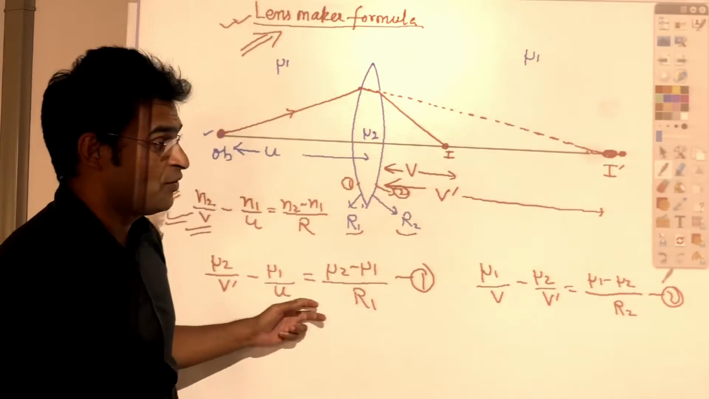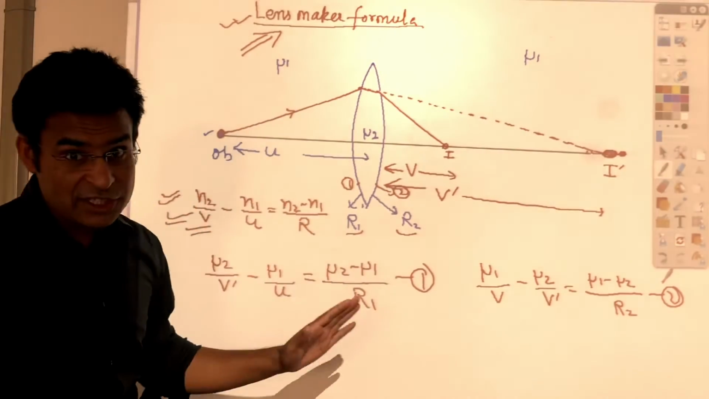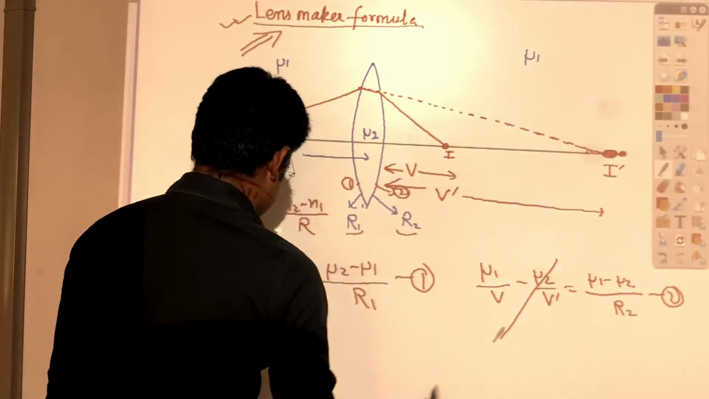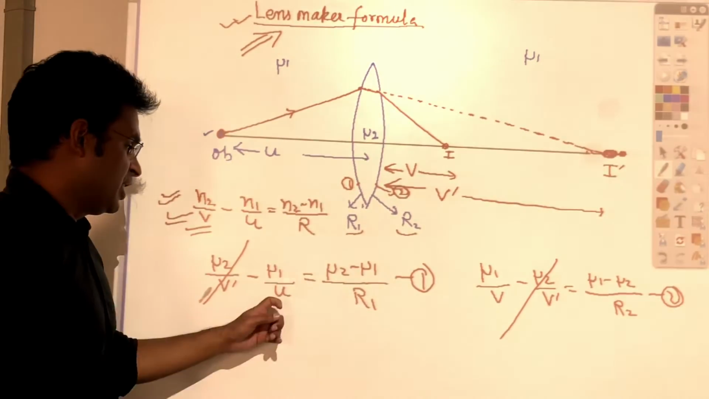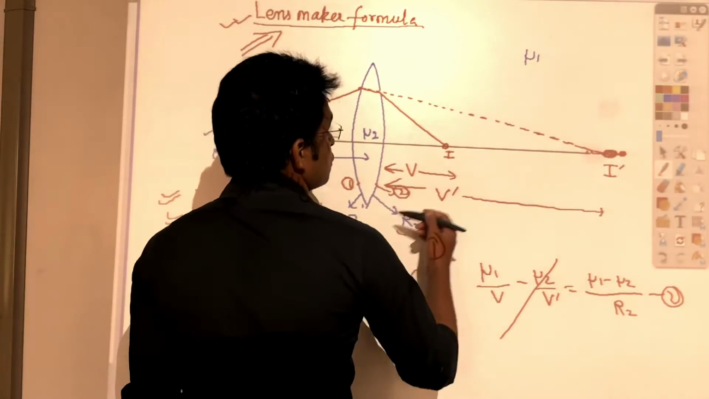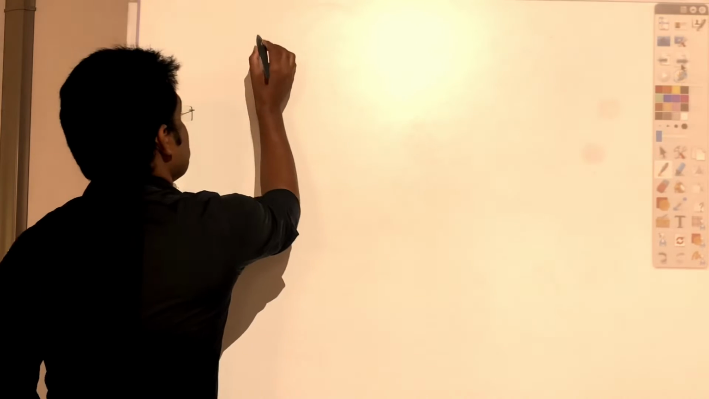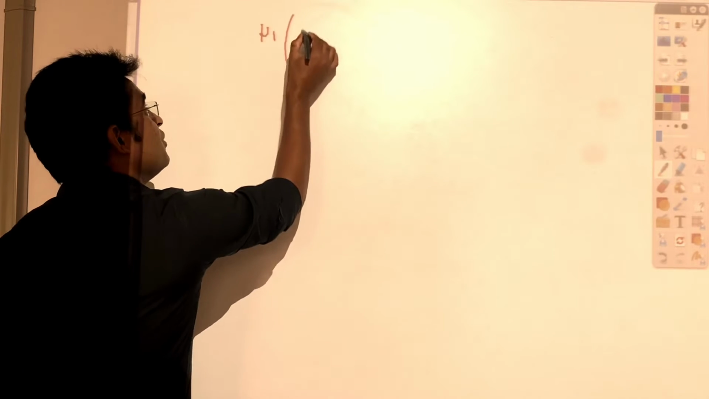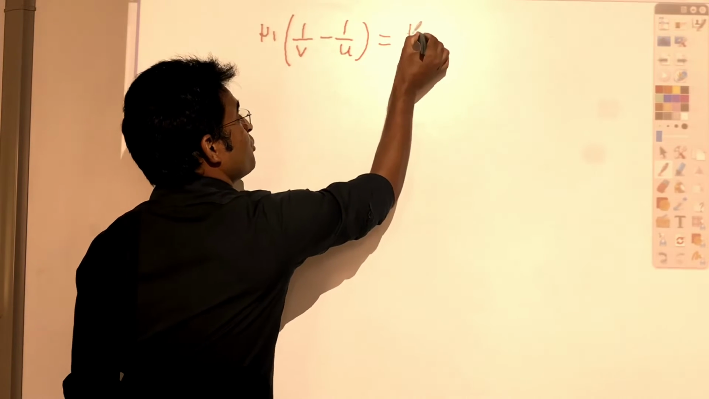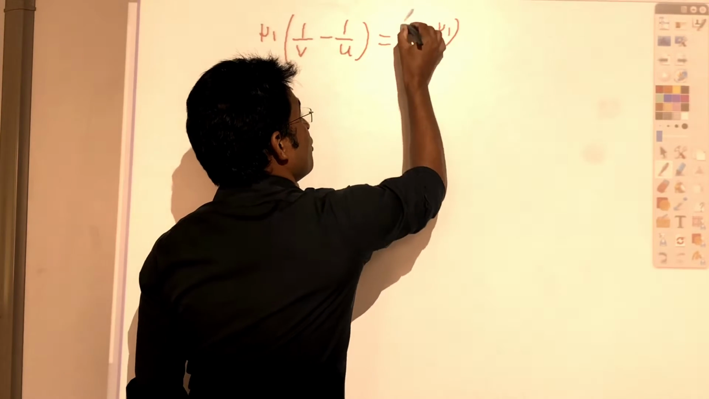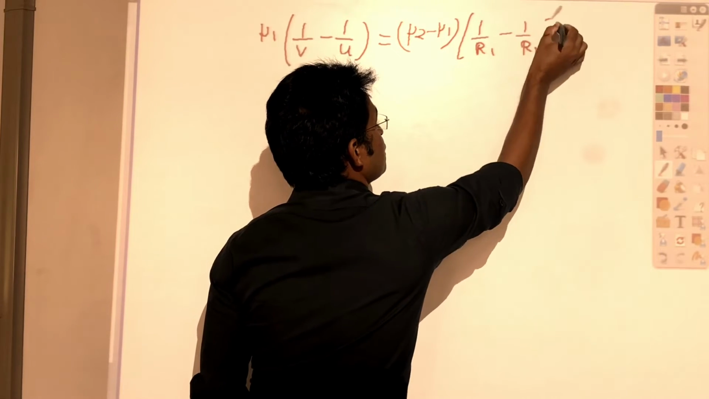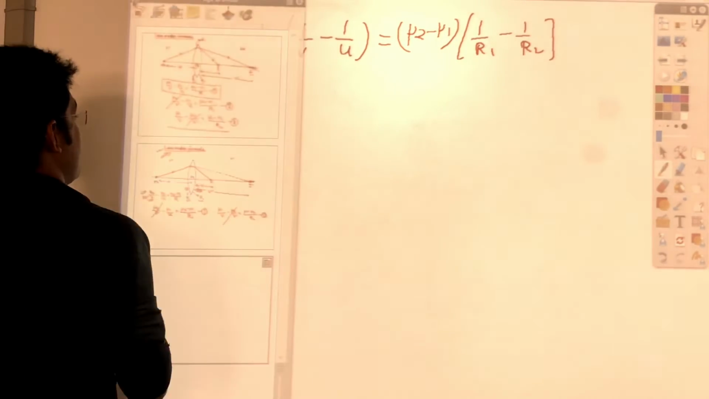So if we see equation 1 and equation 2, if I add these two equations, what will I get finally? Obviously this term will get cancelled. And here mu1 we can take common. So after adding these two, I'll get mu1 common, and this will be 1 by v minus 1 by u is equal to mu2 minus mu1 into 1 by r1 minus 1 by r2. So this is the formula I am getting.